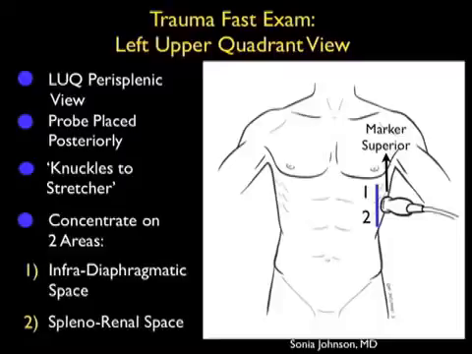Position the probe in the long axis view with the probe marker towards the patient's head at about the mid-axillary line or posterior axillary line, with your knuckles almost touching down to the bedside. We'll concentrate on two areas, most importantly, the area above the spleen and below the diaphragm, where fluid will preferentially accumulate, but rounding out our exam, we'll look inferior at that splenorenal space.